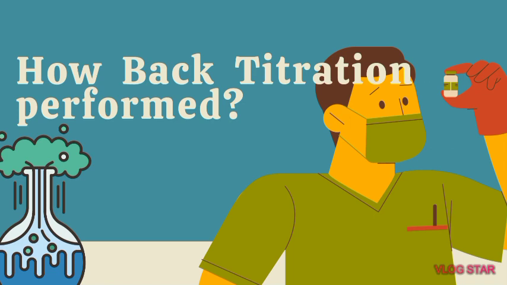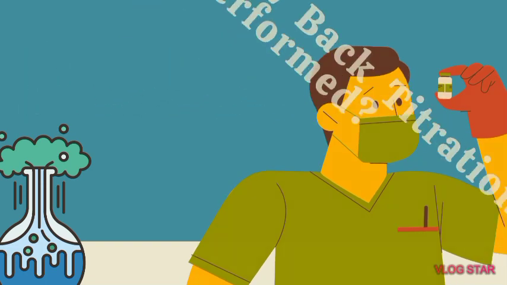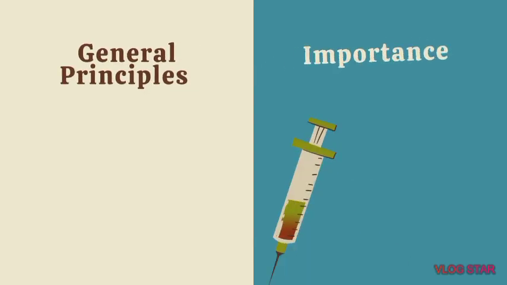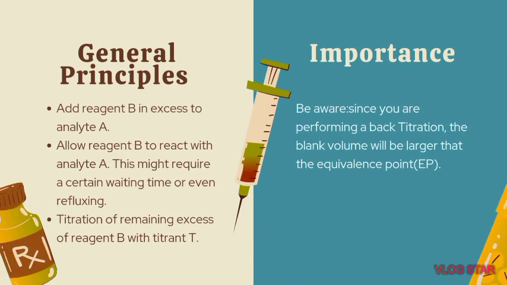A back titration is performed according to the following general principle. First, add reagent B in excess to analyte A. Second, allow reagent B to react with analyte A. This might require a certain waiting time or even refluxing, just like for the saponification value. Last, titrate the remaining excess of reagent B with titrant C.